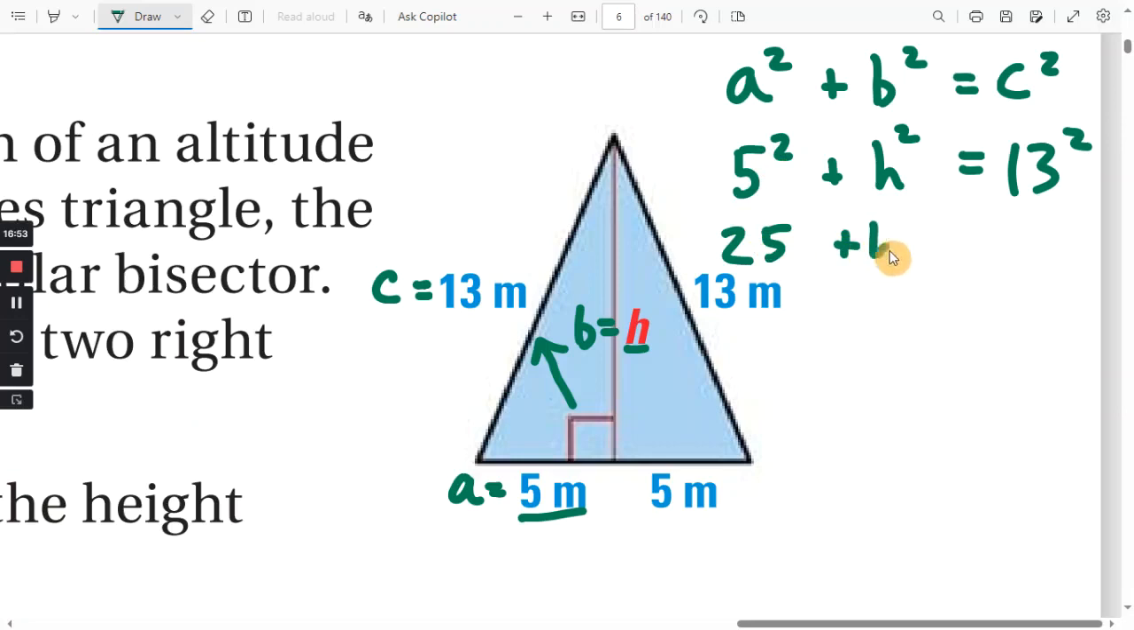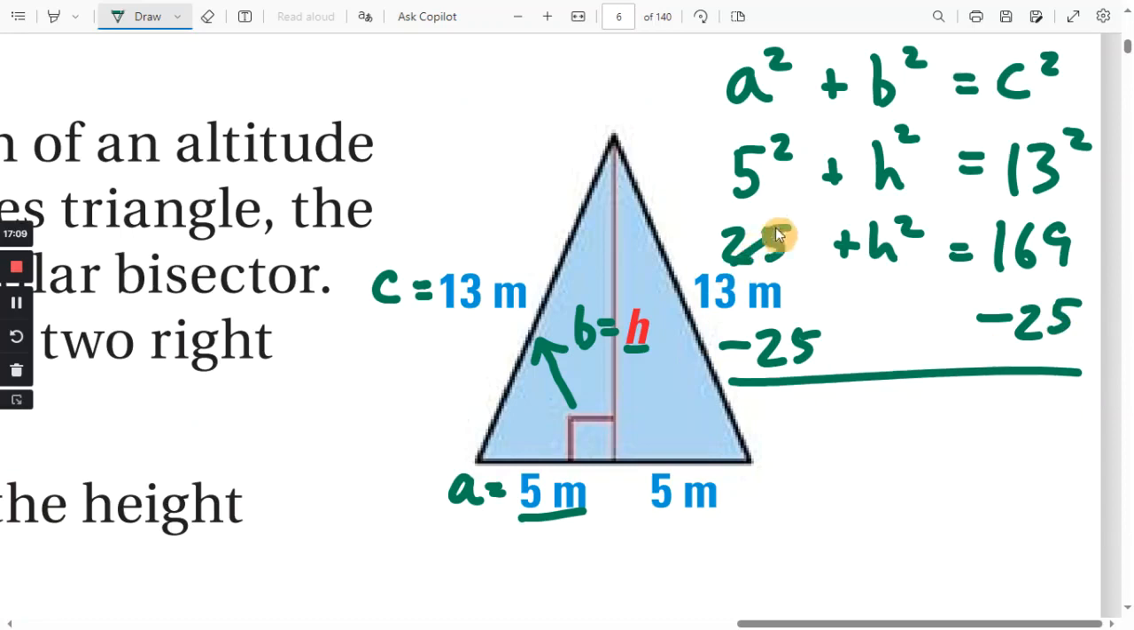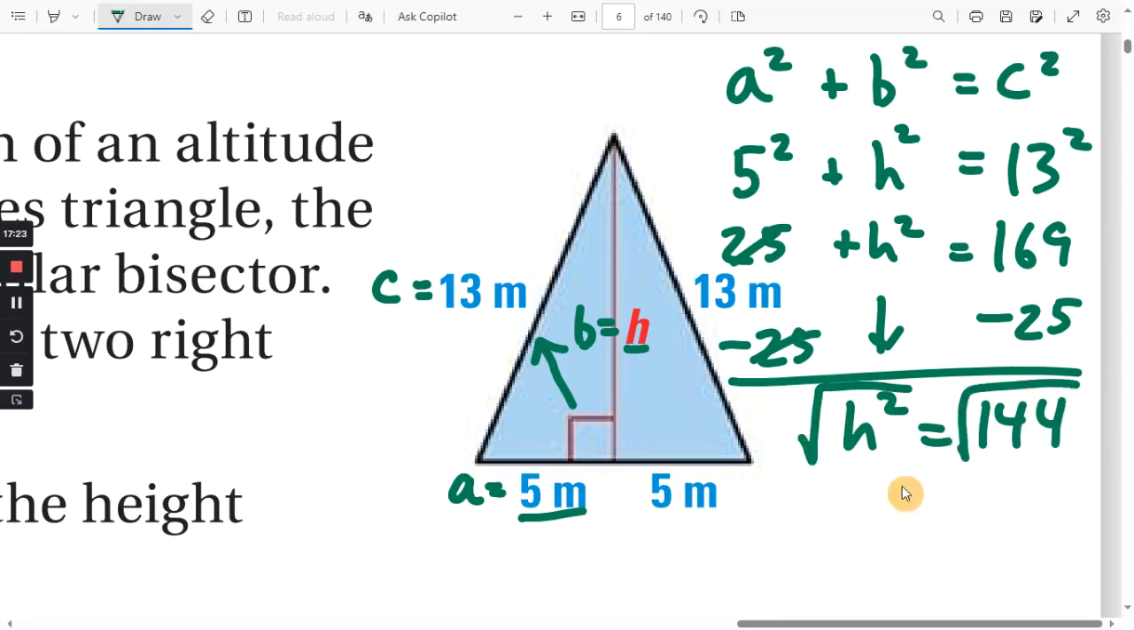Plus h squared. 13 times 13 is 169. Okay, the opposite of positive 25 is negative 25. 25 minus 25 cancels. Bring down your h squared. 169 minus 25 is 144. The opposite of squaring something is the square root. So h is just 12.